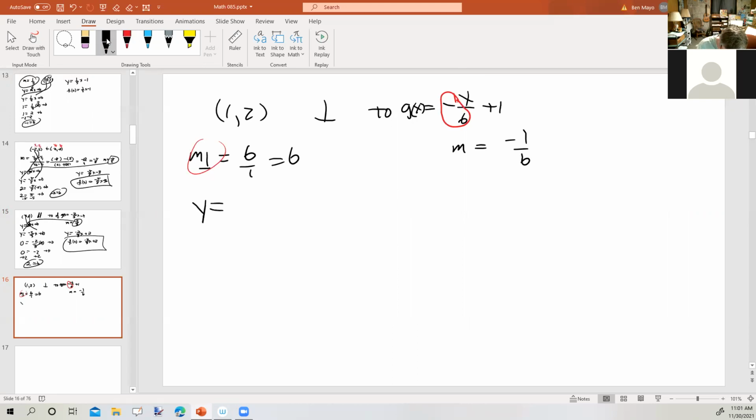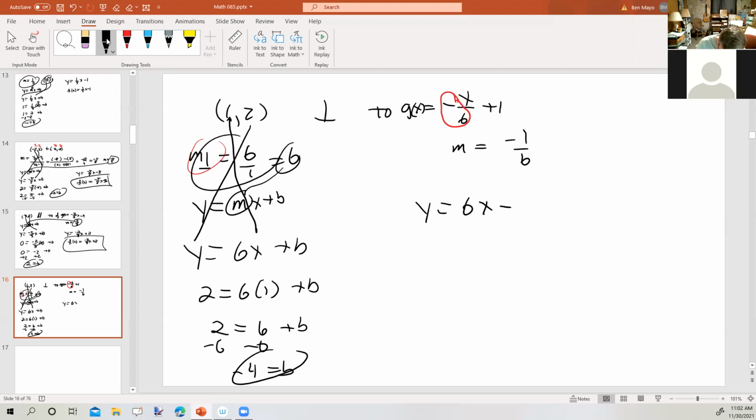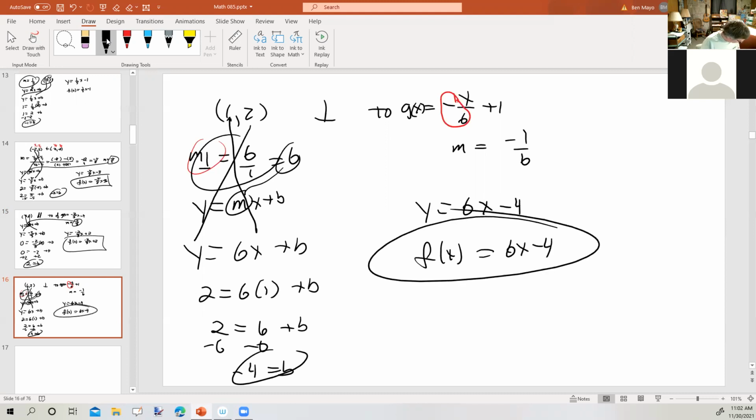So y equals mx plus b. 6 goes in the place of m. Take the ordered pair that the line goes through. X is 1, y is 2. 2 equals 6 plus b. Subtract 6. -4 equals b. So the slope is 6. The y-intercept is -4. f of x equals 6x minus 4.